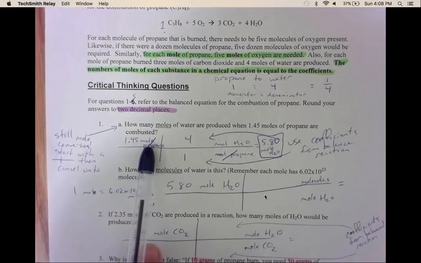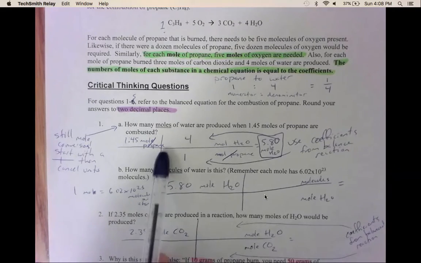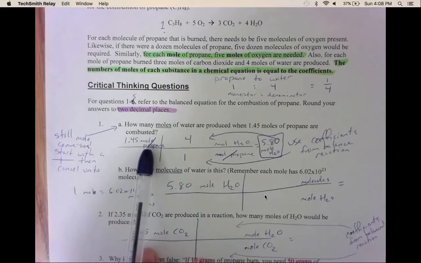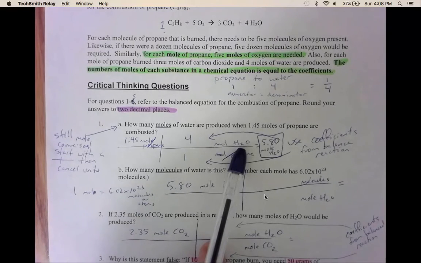You'll notice that I included moles of propane here. Because you are converting to moles of water, if you don't include what the molecule is, it will get very confusing. I won't be able to follow your work, so you have to include what the molecule is. So if we wanted our moles of propane to cancel, we would need our moles of propane in the bottom, and then what we're converting to would go on top.